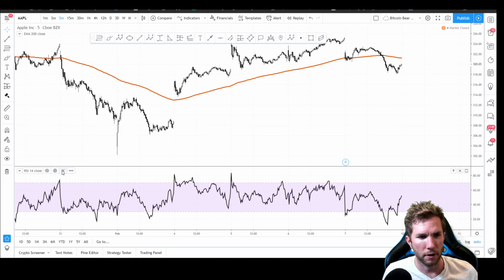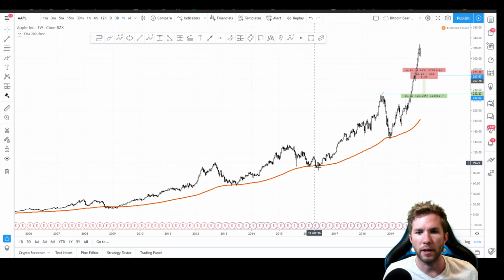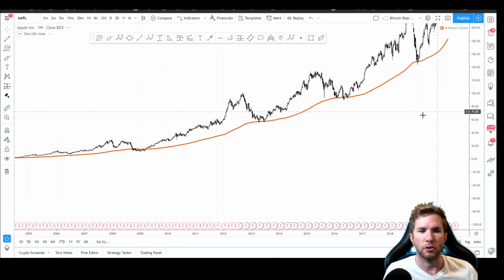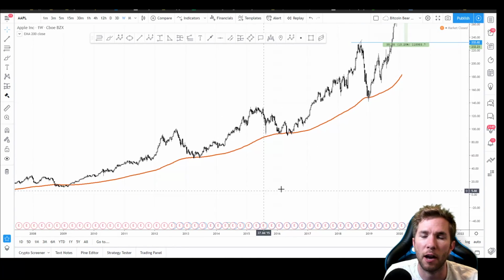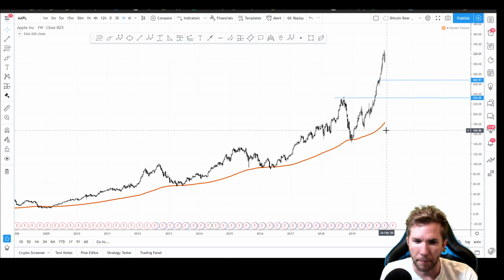And let's close this out. Perfect. Okay, so let's take a look on the weekly time frames. The 200 exponential moving average on the weekly time frames in traditional markets is what I call the moneymaker.